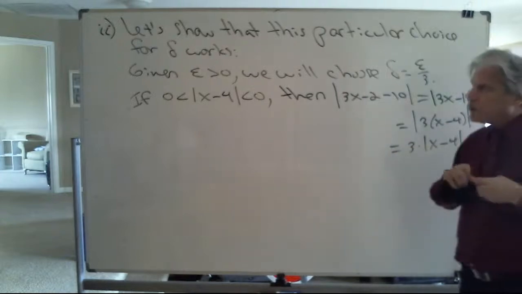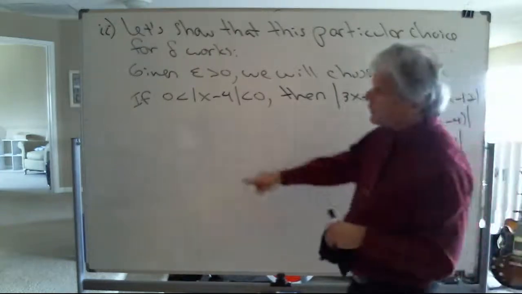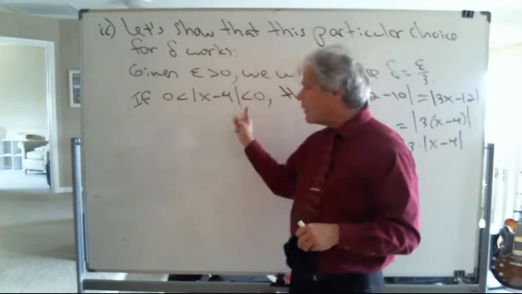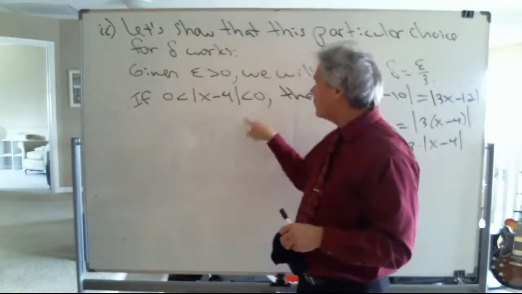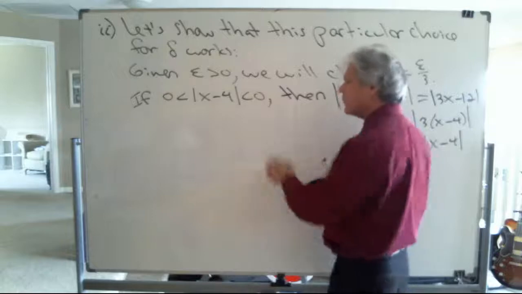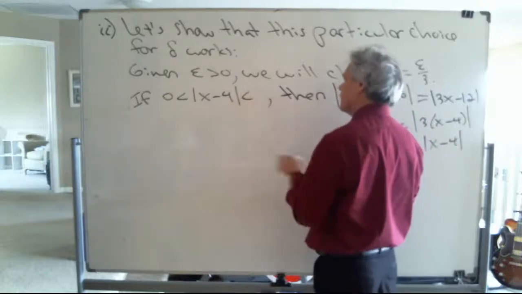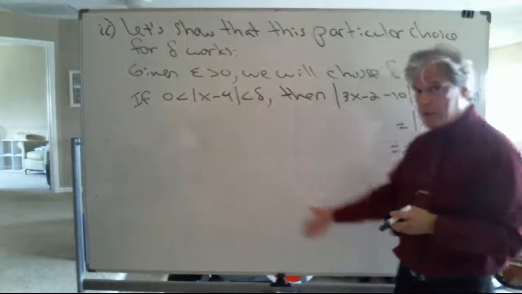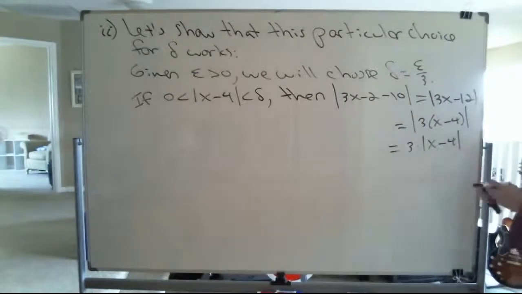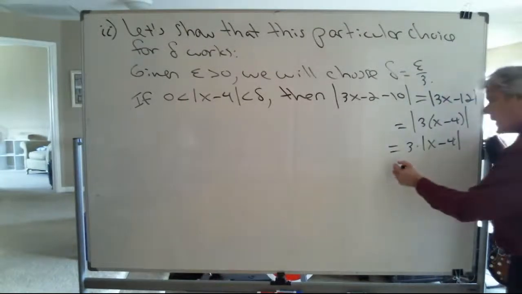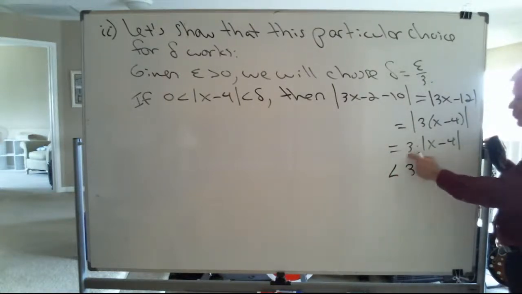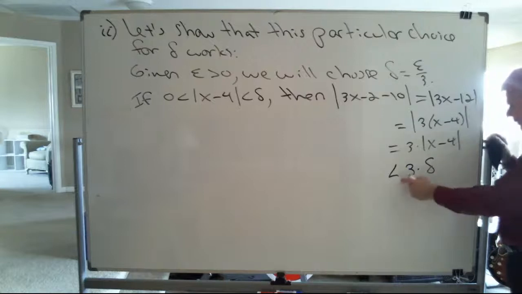Now, one of the biggest words you will ever find in mathematics is that word right there. I made an assumption that whenever I see this expression, it's strictly less than, whoops, I put a 0. I didn't mean that, did I? My apologies. I meant this. But I made that assumption. And all of a sudden, I see the absolute value of x minus 4. And my assumption says that I will assume it's less than this. Therefore, 3 times it is less than 3 times that.